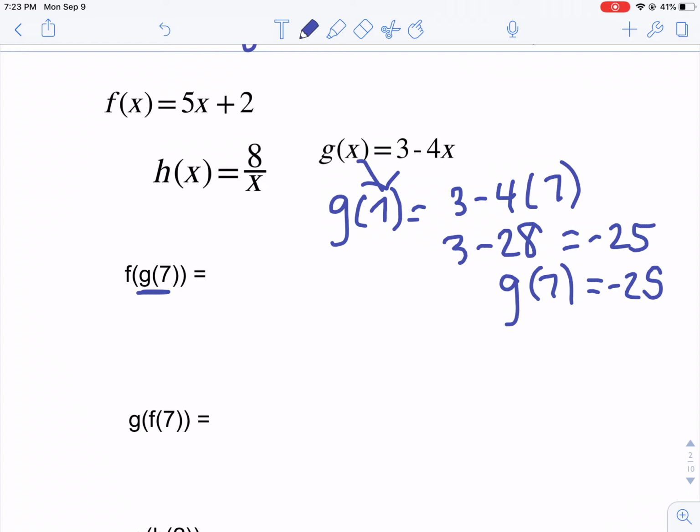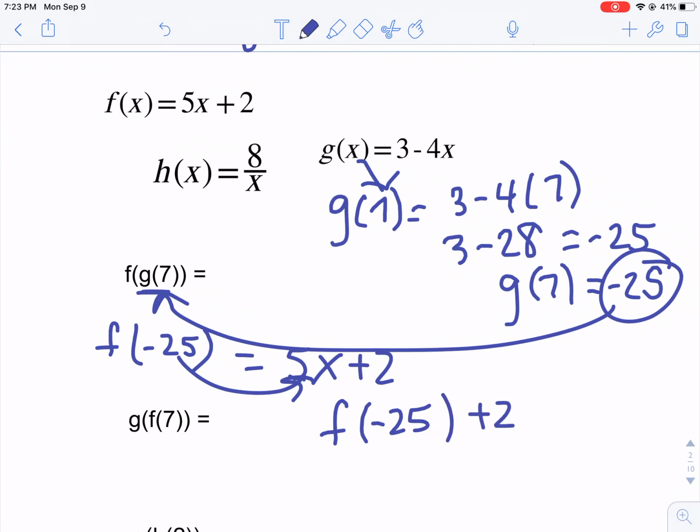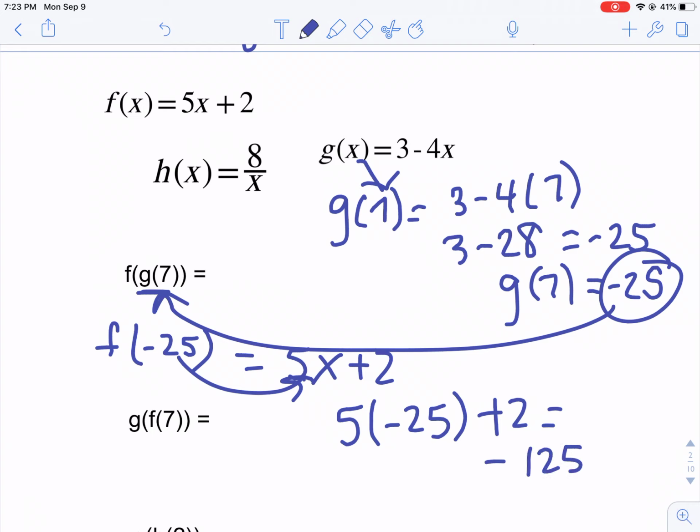Since now we know that g of 7 is negative 25, we're going to take that and put it in instead of g of 7. So now we're going to find the f function at negative 25. The f function is 5x plus 2. We're going to put negative 25 in for x. I'm sorry, I don't know why I wrote that. We get 5 times negative 25 plus 2. This gives you negative 125, and negative 125 plus 2 is negative 123. And that is your answer.